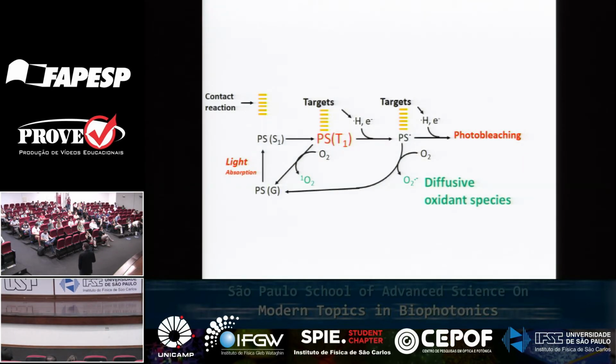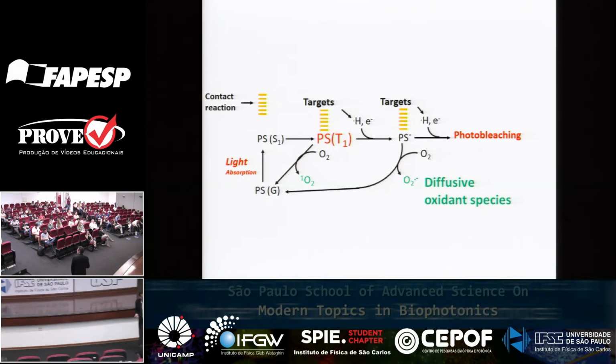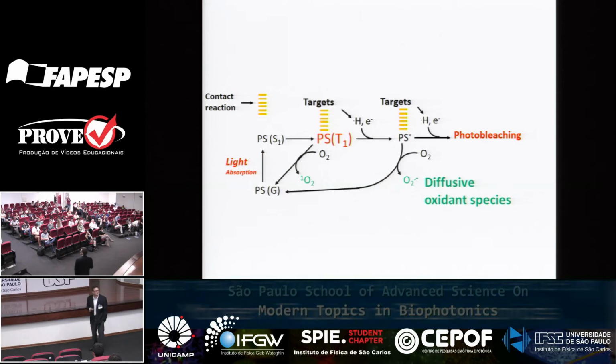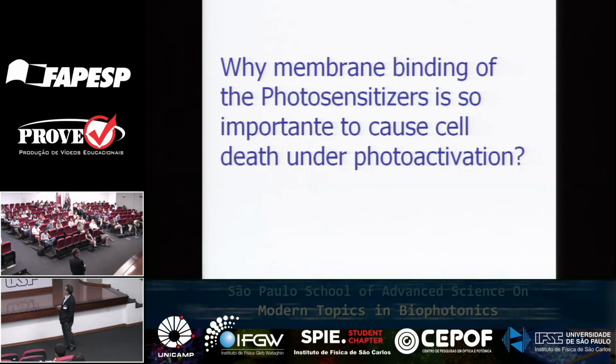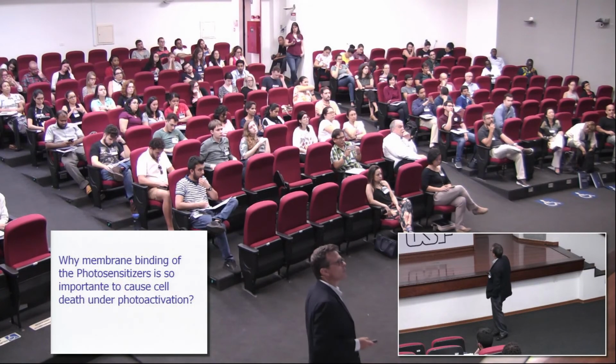I also want to discuss whether, when we write these Jablonski diagrams, we give basically the same importance to these diffusion species, and actually we almost don't mention this. I think we should start changing the way we write this. You should give more emphasis to these contact-dependent steps, which are really the most important to make damage in biological tissues. So, again, the question: why is membrane binding so important?